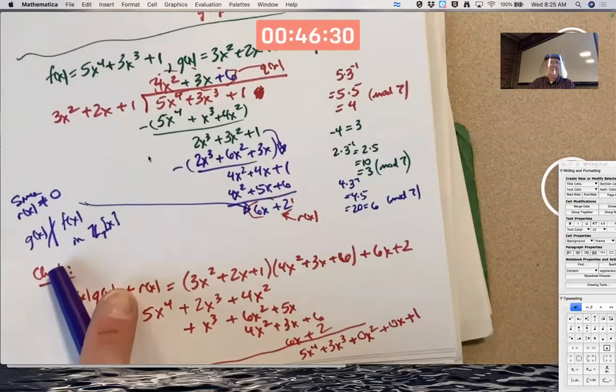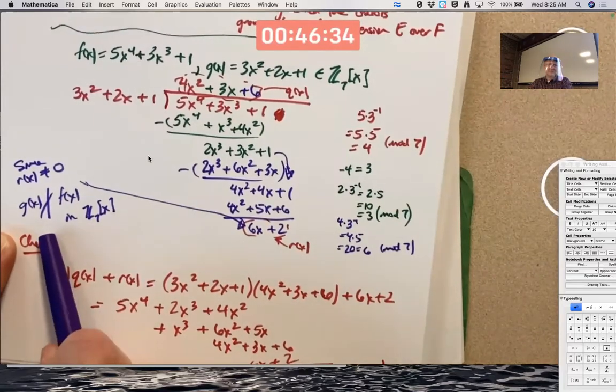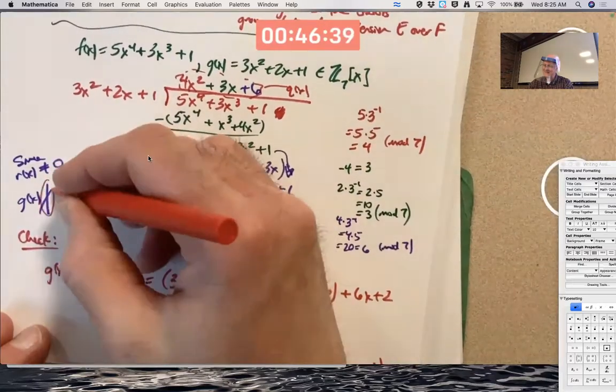What's that? Not divides there, by the way. It's not clear. It's not a big X. Okay. Not divides. Does not divide.